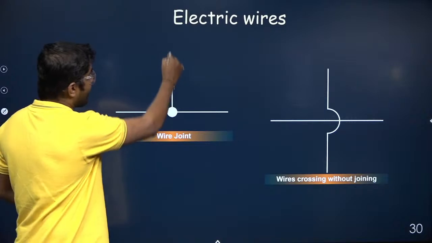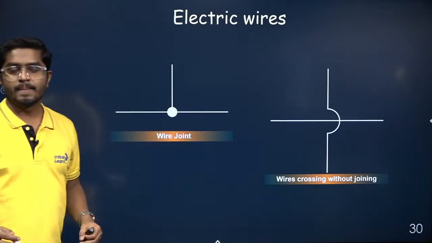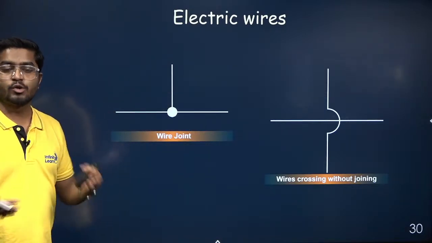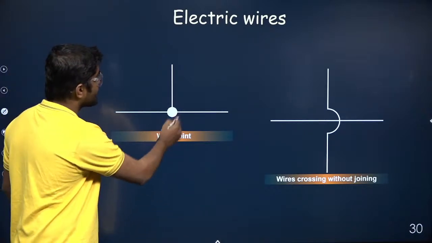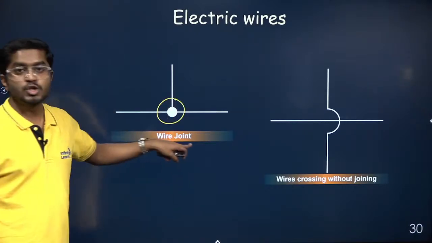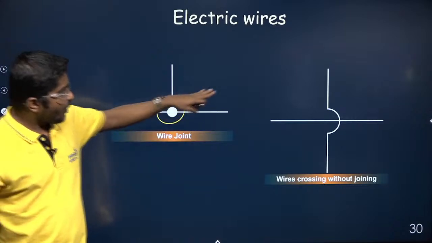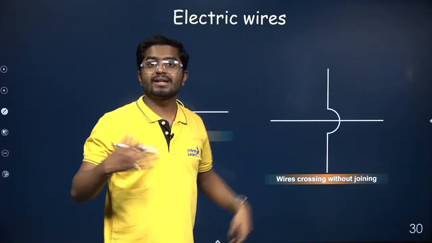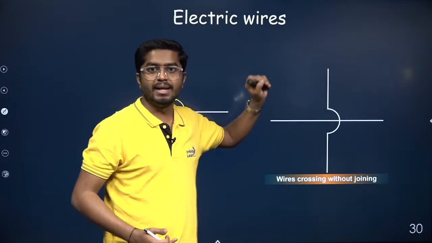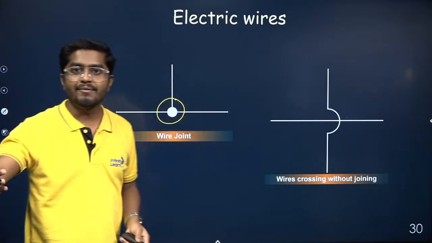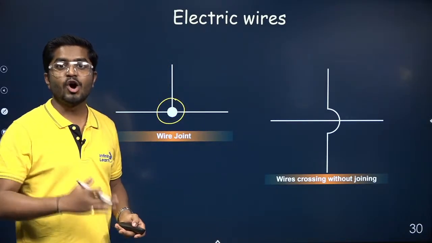Now, if the wires are connected to each other, we have a lot of electrical wires going across each other. So if they are connected, we use a junction, or a joint. But if the wires are not connected, how do we show it correctly? Using this particular symbol. That means one wire is going above another and they are not connected.